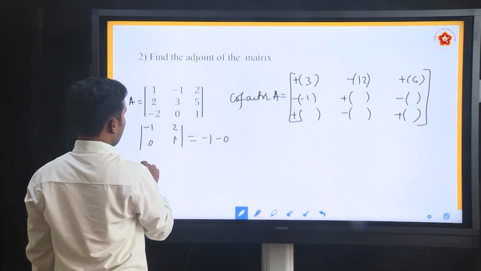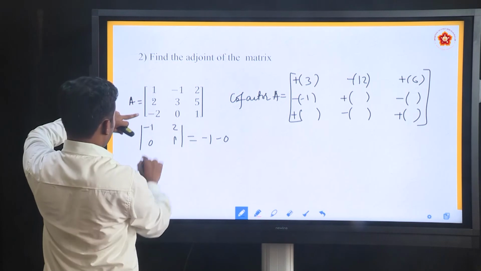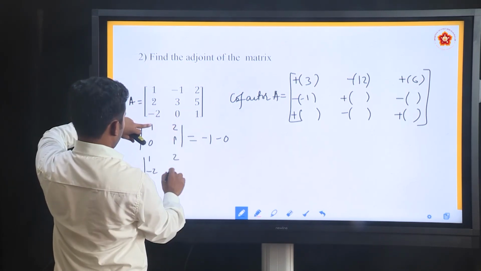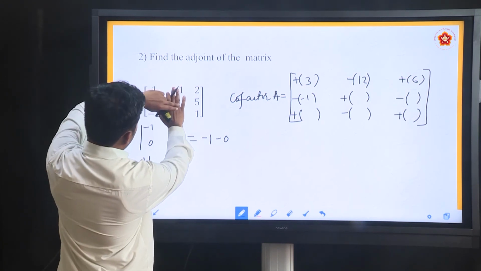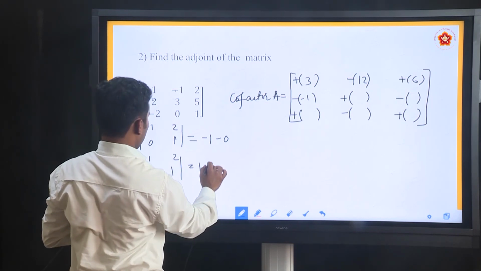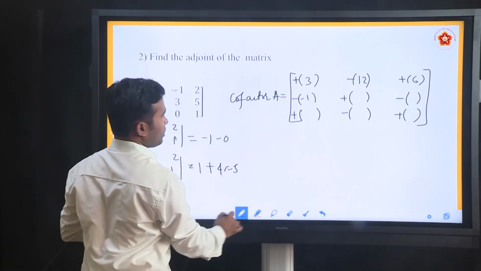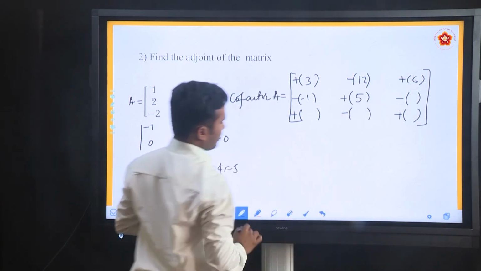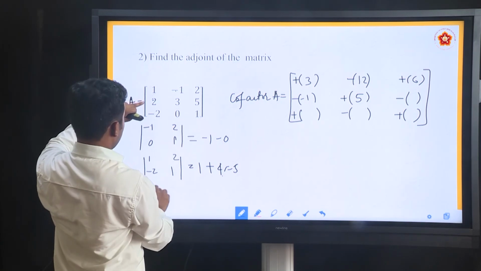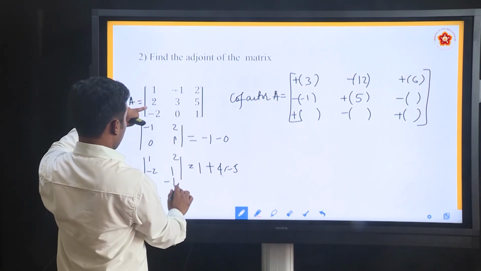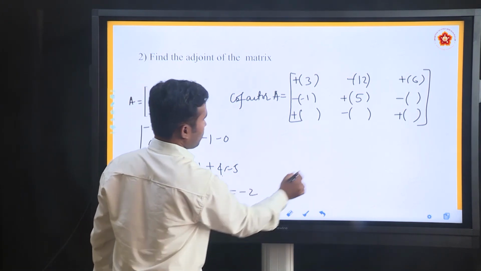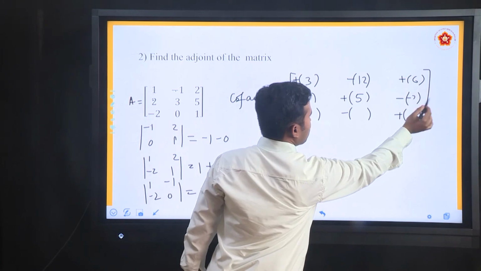Again, for the second row, second column, that is 1 2, minus 2 1. What is this? 1 plus 4, which is 5. So this is 5. Okay. Similarly, next is second row, third column: 1 minus 1, minus 2 0. This is 0 minus 2. What is the answer? Minus 2. Here it will be minus 2.